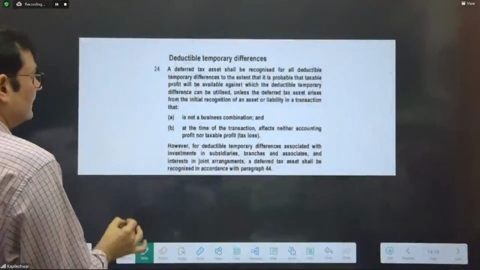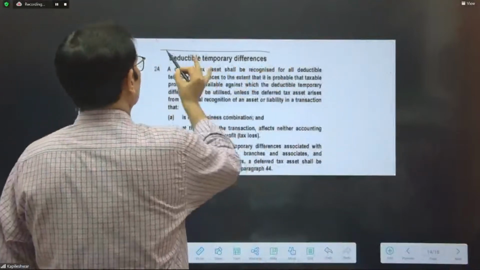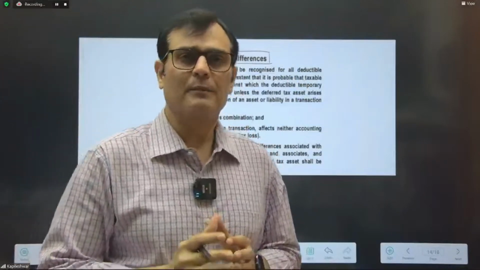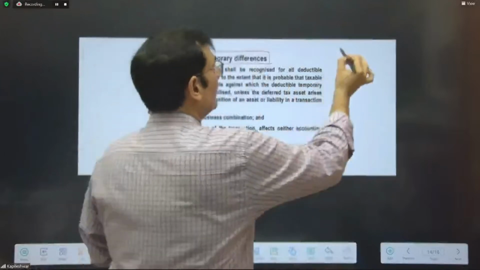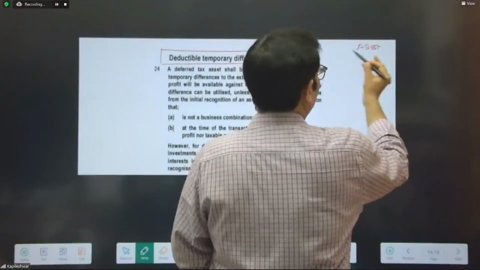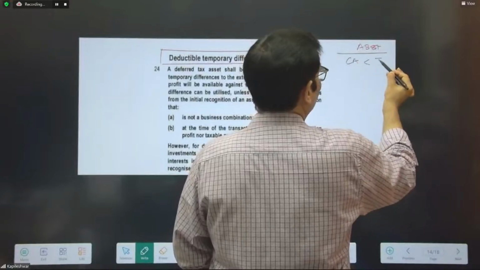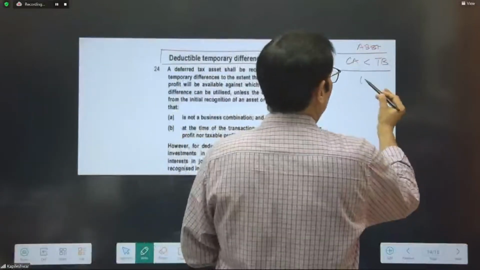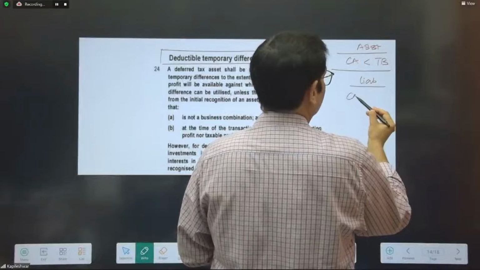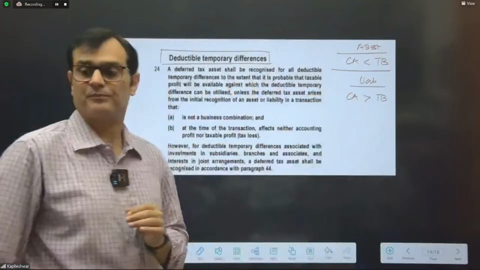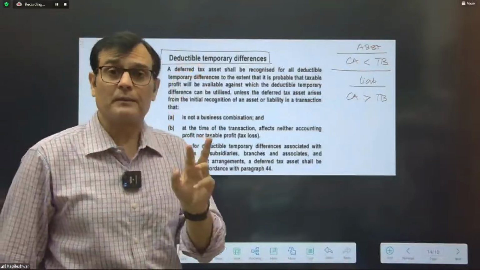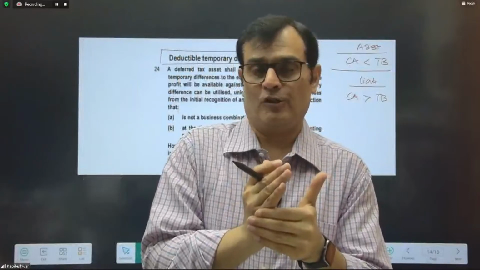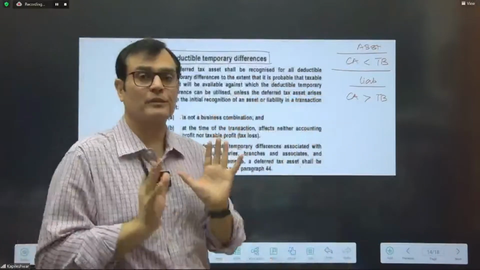Now I am coming to the next area, that is deductible temporary differences. Don't worry, I'm going to give you a chart very soon on this basis. I'm now looking at deductible temporary differences. When do you get a deductible temporary difference for an asset? When the carrying amount is less than the tax base. And when do you get a deductible difference for a liability? When it is the reverse, the carrying amount is more than the tax base. So a deductible temporary difference for an asset will arise when the carrying amount is less. For a liability it will arise when the carrying amount is more.